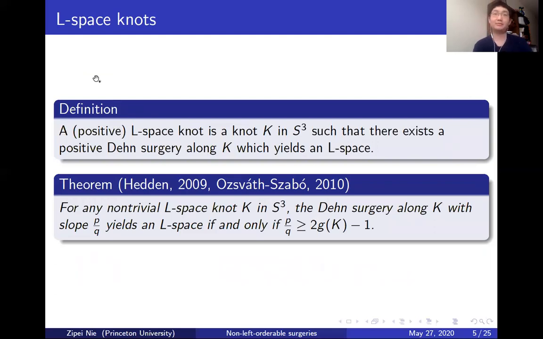One way to construct many L-spaces is via Dehn surgery. Since Heegaard Floer homology works well with Dehn surgery, we have the theorem that if a knot allows a positive Dehn surgery that produces an L-space, then the set of slopes that produces an L-space is from 2 times genus minus 1 to infinity.